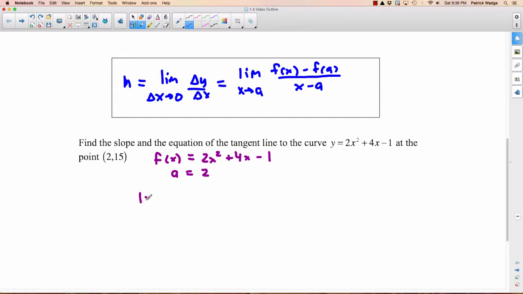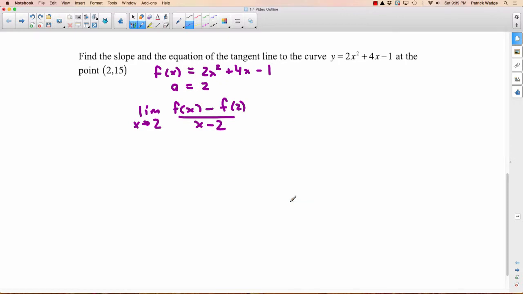We're going to say the limit as x approaches a, well that's 2, of f of x minus f of, oh, there's that a again. What am I going to write there? 2. All over x minus, there's a again, 2. Okay, well let's do that. Let's do exactly what it's asking.